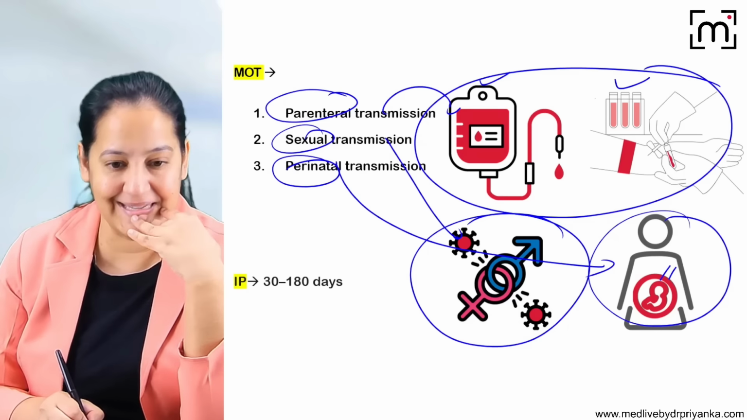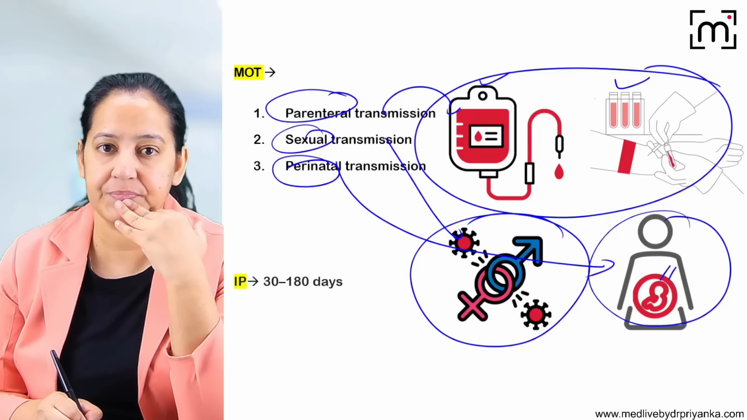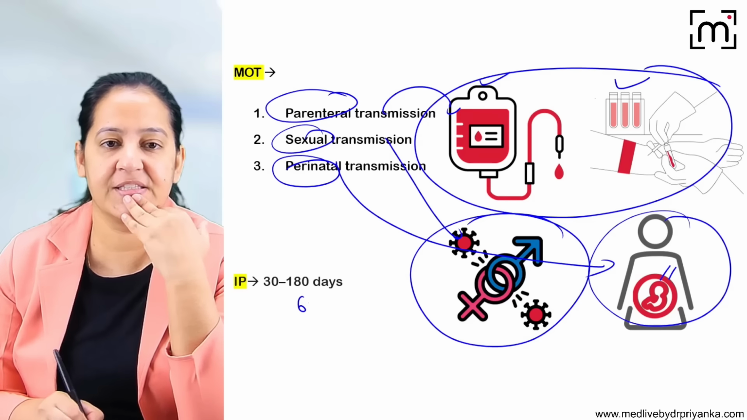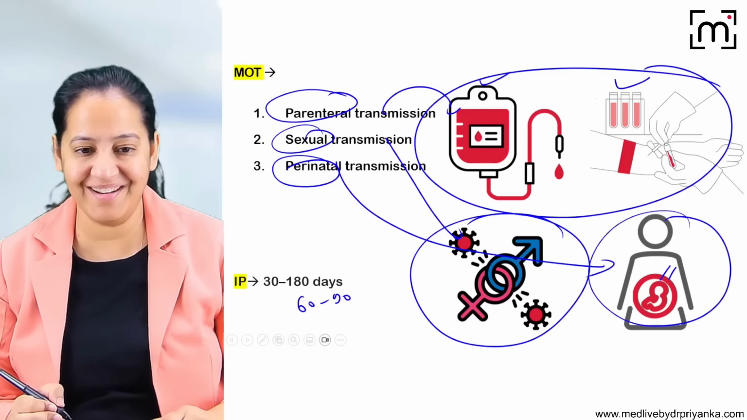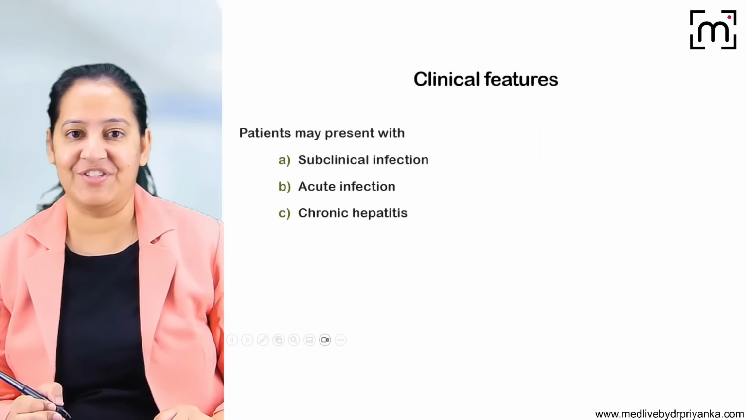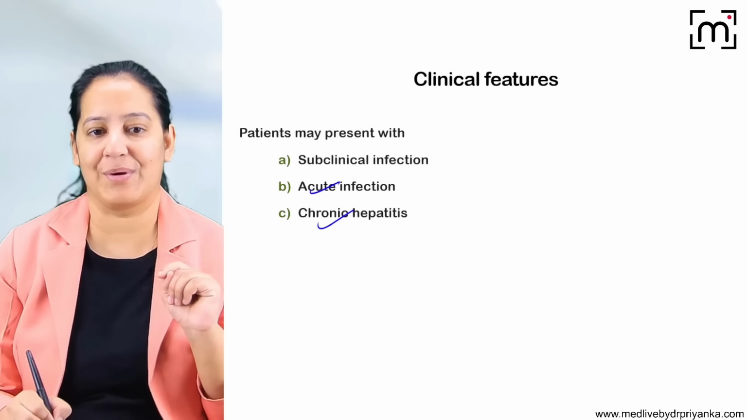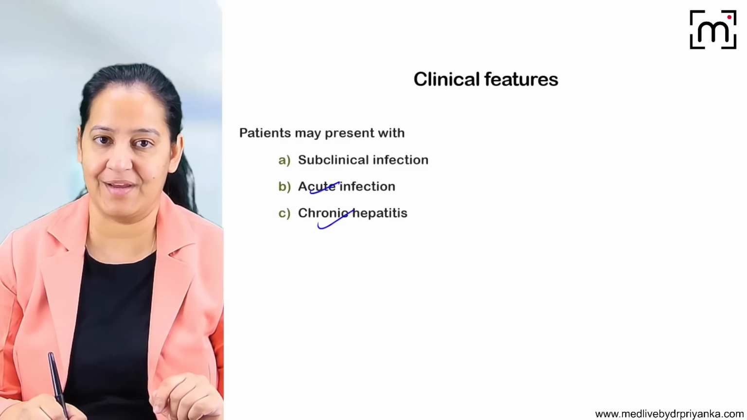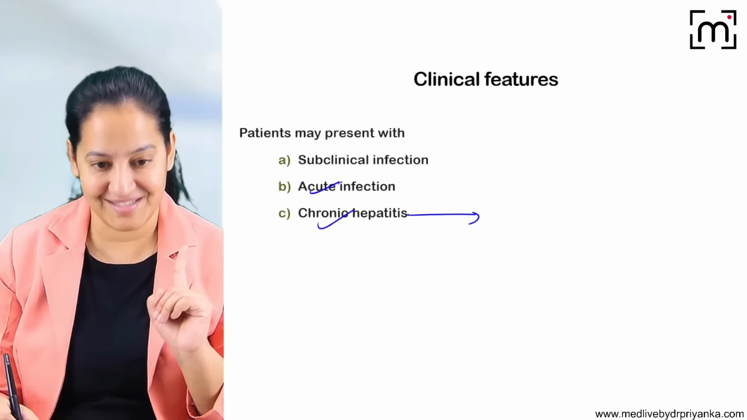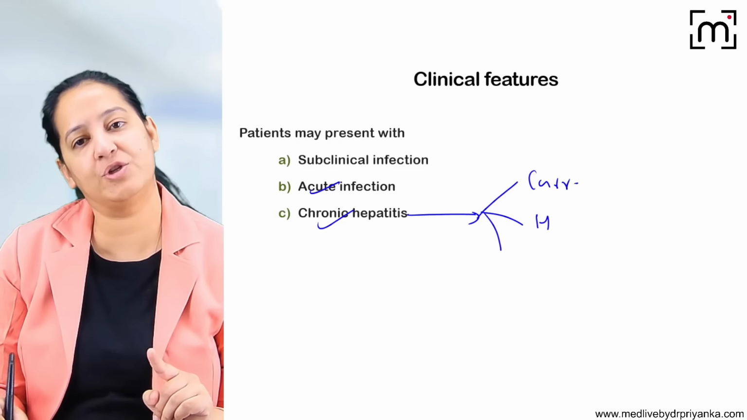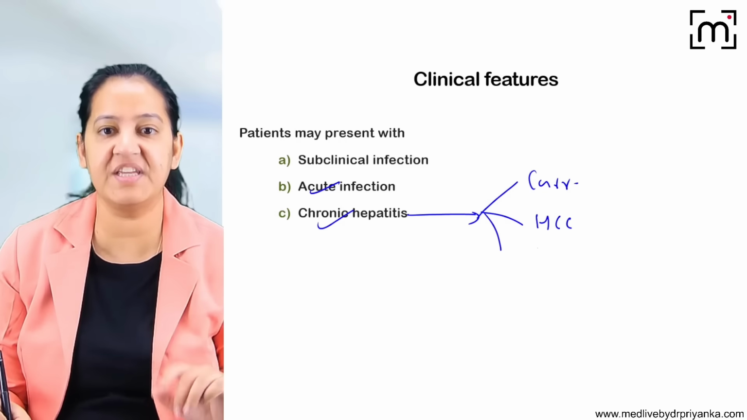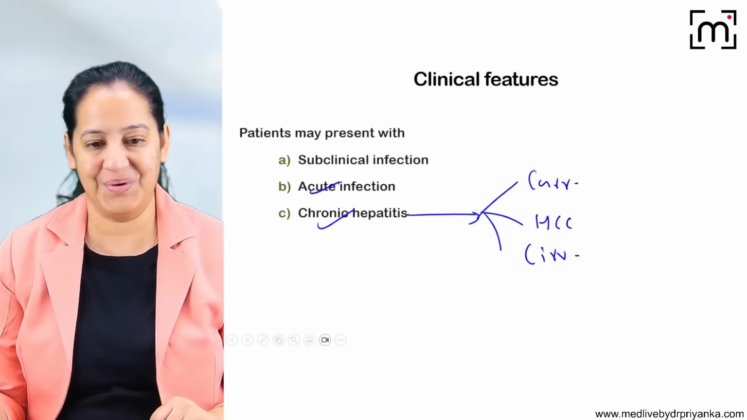Incubation period we can learn here. You can learn 60 to 90 days is the average. Okay. Average is 60 to 90. We have already learned the incubation period. No clinical feature. It causes acute as well as chronic, subacute, acute as well as chronic. Okay. Since it causes chronic, it can lead to carrier stage. It can lead to hepatocellular carcinoma, that is oncogenicity, and it can lead to cirrhosis also. Okay. So there are 3 fates.